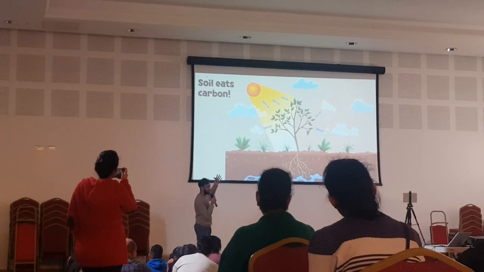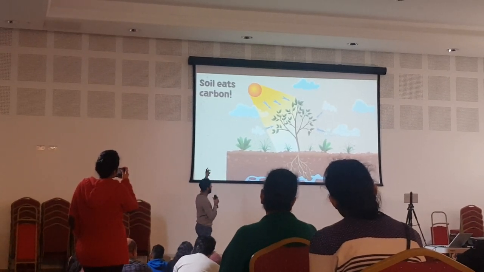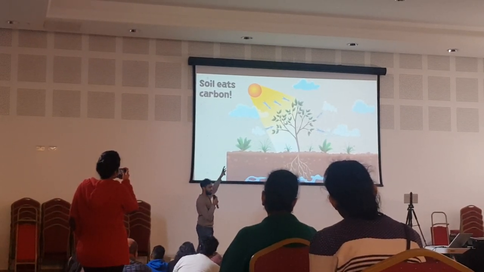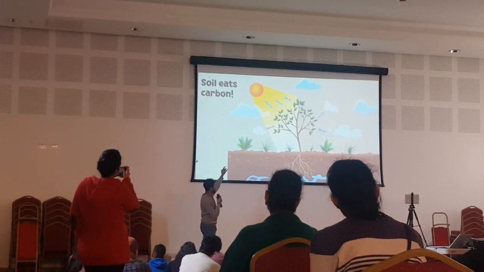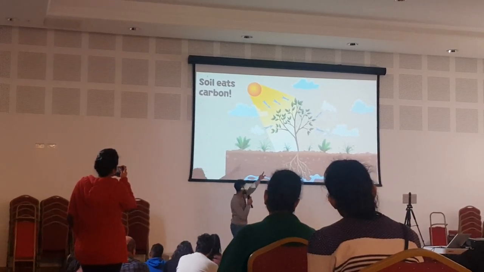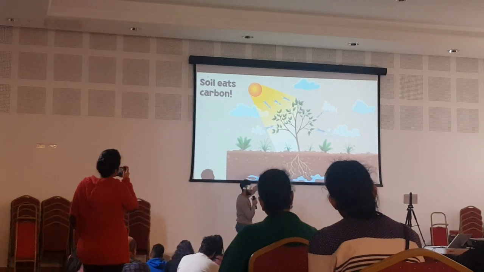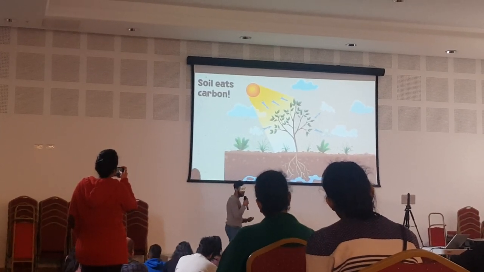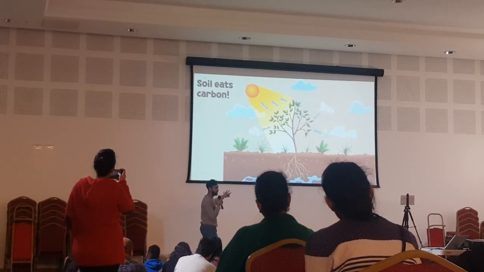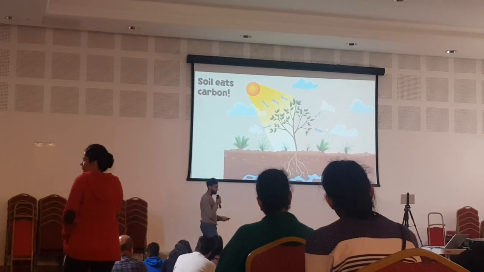So when plants breathe, they take carbon out of the air and they put it into their leaves. And then the carbon moves all the way down through the plant, into the roots, and gets put into the soil. And the healthier the soil, the more carbon we can put in it.